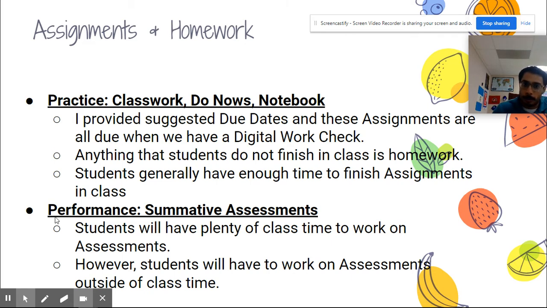Okay, and then for performance, the summative assessments, students will work on them in class and will have time to work on them in class. However, it usually will not be enough time, so they're going to have to complete a lot of the summative assessments outside of class time.